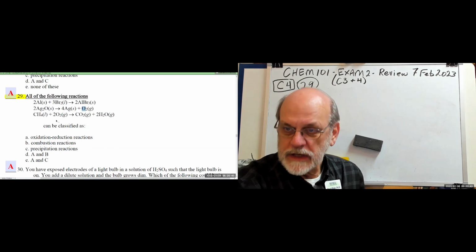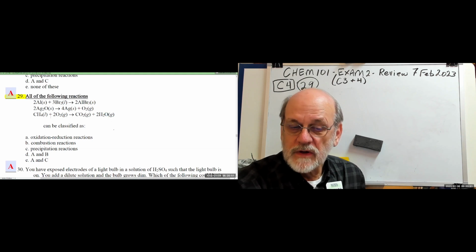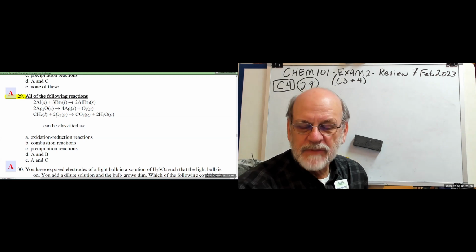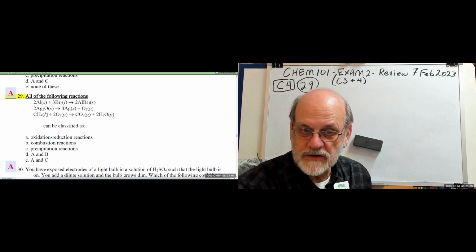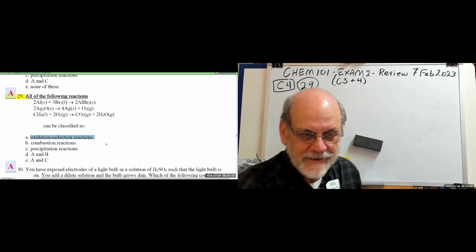This one, we could look at it similarly. Oxygen here is a free element, and here it's in a compound, and here it's in a compound. But it's also a combustion reaction. Methane, it's not letting me highlight. Methane plus oxygen burns. It's a combustion reaction, and all combustion reactions are redox. So all 3 of these reactions are oxidation reduction. Okay.